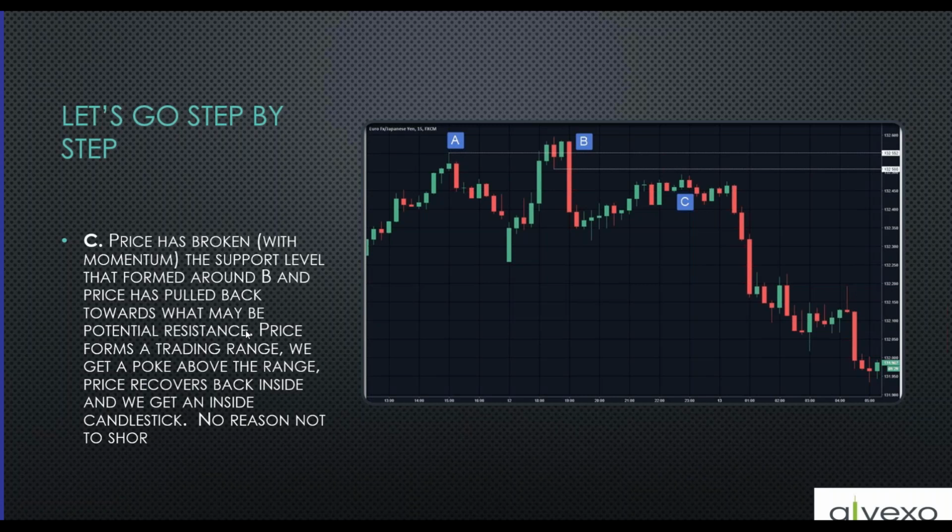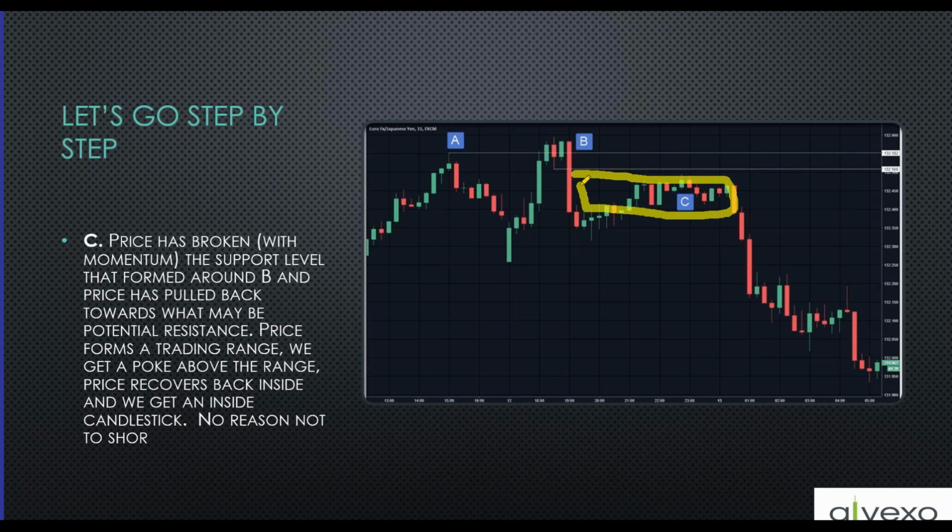Price forms a trading range. We get a poke above the range and price recovers back inside. So we've gone into consolidation. This is just the movement of price. It's price action. Okay. Now we get a poke up towards the resistance level and a poke down, but we're not making any headway.